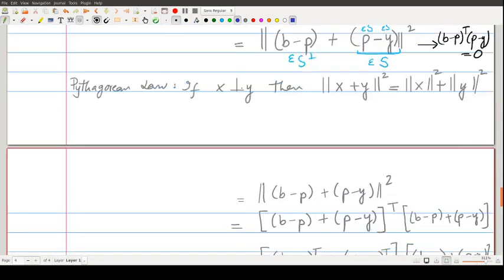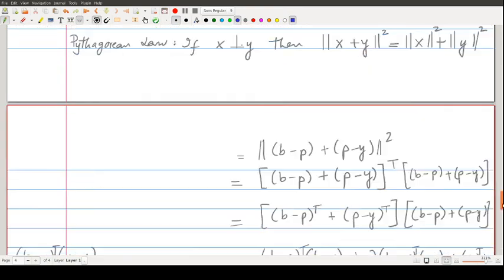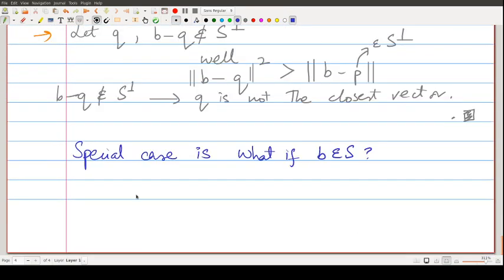So far we've considered that b was not in the subspace, right? What if the b vector that I'm assuming is outside the subspace, what if it was inside? Well, if it was inside, then of course, what's the issue? Any vector in Rm can be written as p plus z, where p is in S and z is in the orthogonal complement of S.